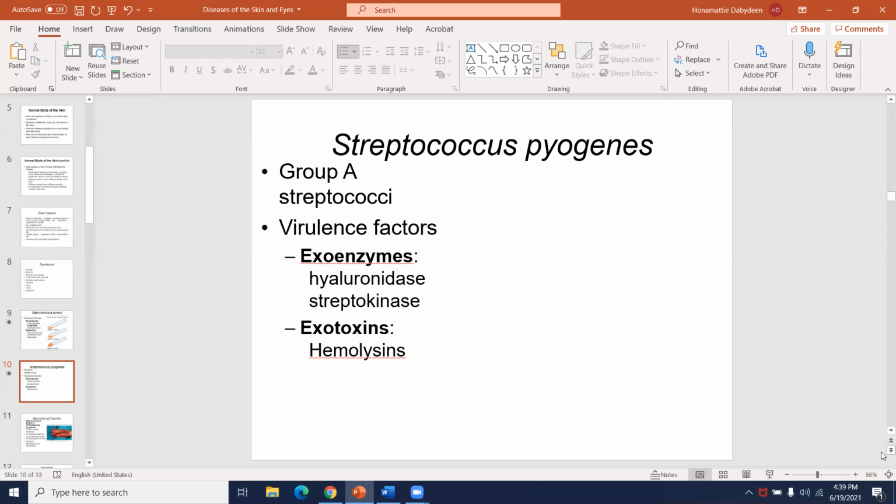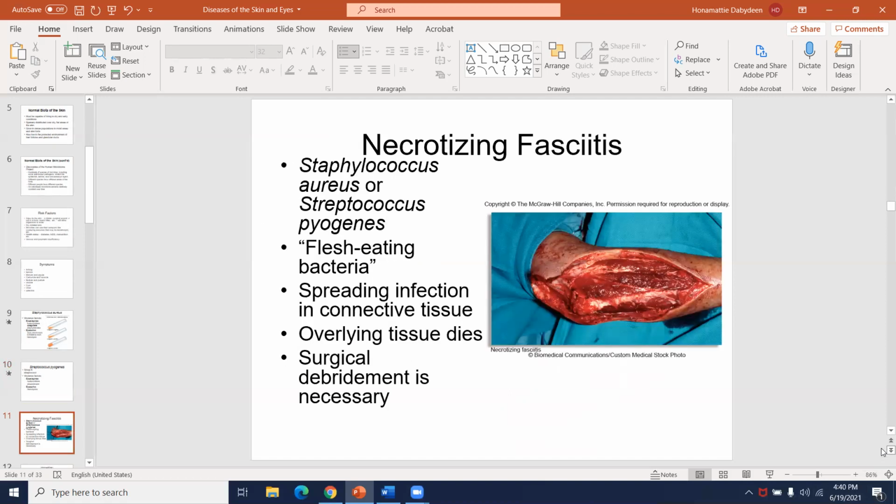I chose to talk about these two organisms because now that I spoke about them, we can talk a little bit about diseases of the skin. And believe it or not, there are some diseases that are attributed to both of them. For example, let me see, I think I have one slide here. Necrotizing fasciitis. If a person has this disease, you can see how devastating it is.